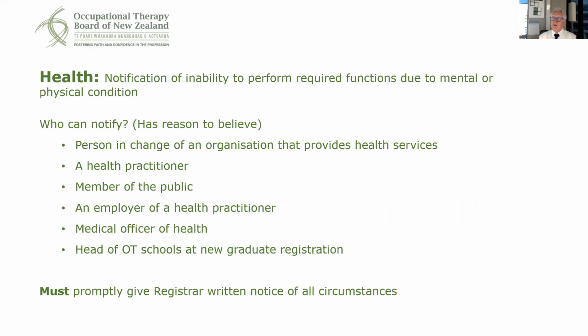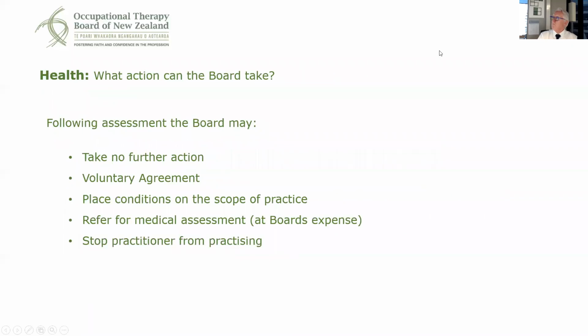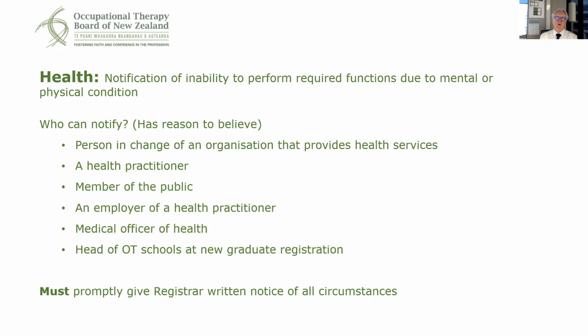Those people who can notify, you only have to have reason to believe that the person has a mental or physical condition which could affect their practice. The people who can notify the board are a person in charge of an organization that provides health services, and a health practitioner. So if you're a health practitioner of any type, you can inform the regulator, the OT board in our case, that somebody you consider has a mental or physical condition which might affect their practice. A member of the public can notify us. An employer of a health practitioner can notify us, as can a medical officer of health.